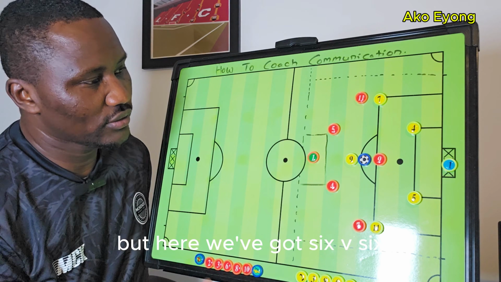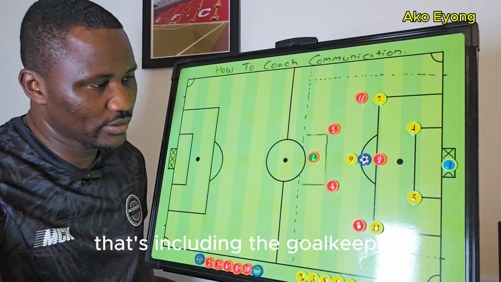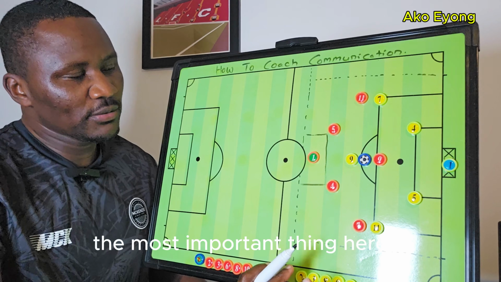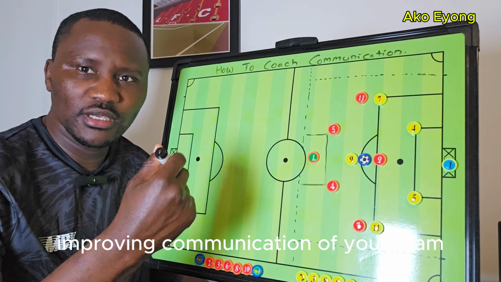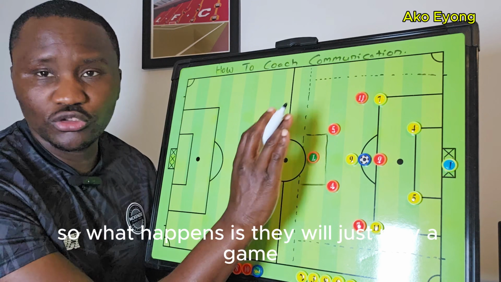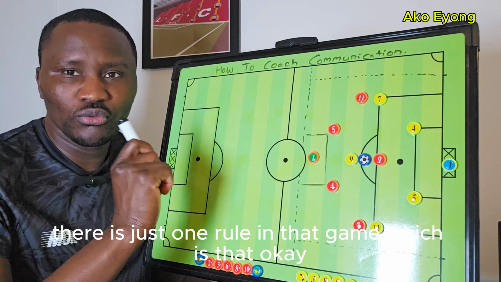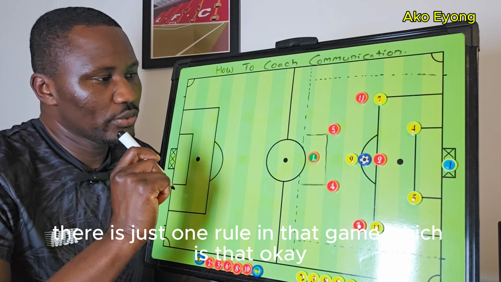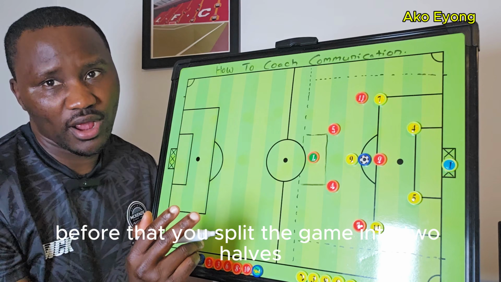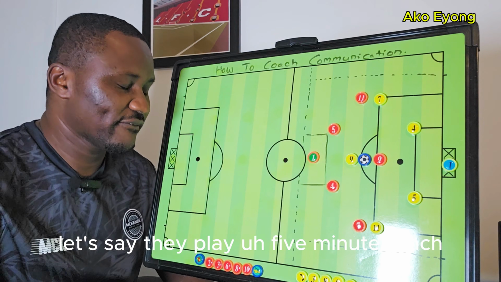But here we've got 6v6, that's including the goalkeepers. So it's a very simple session. The most important thing here is improving communication of your team. So what happens is they'll just play a game. There is just one rule in that game, but before that, you split the game into two halves. Let's say they play 5 minutes each.